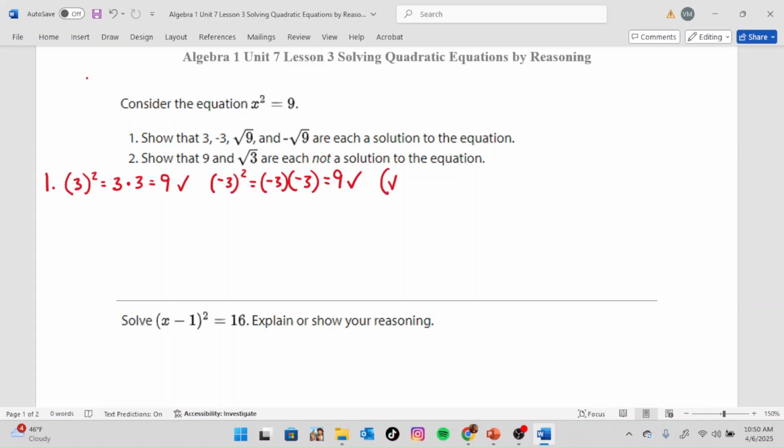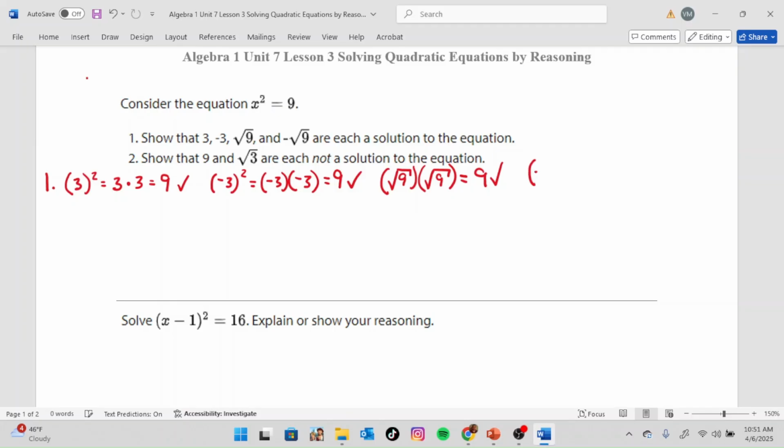Next, we have square root of 9 times the square root of 9. Now, the definition of a square root is a number that when multiplied by itself gives us the number under the radical symbol. So if I take the square root of 9 and I multiply it by the square root of 9, that is going to give me 9. And we've shown that that one is true.